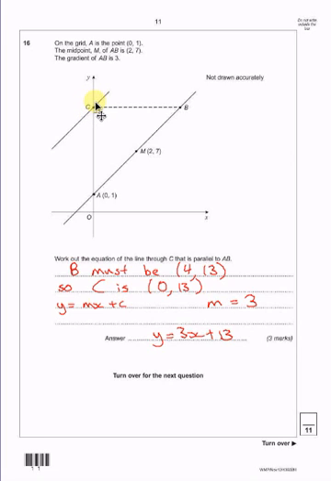M is the gradient. For every 1 to the right, how far do I go up? And that's how you find m. So what I've just seen is that I go 2 to the right and 6 up, which means to go 1 right, I must go 3 up, which means my gradient is 3. Putting 3 and 13 into my y equals mx plus c equation gives me my answer of y equals 3x plus 13.